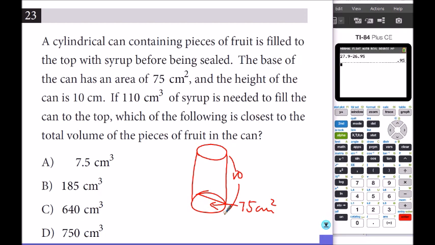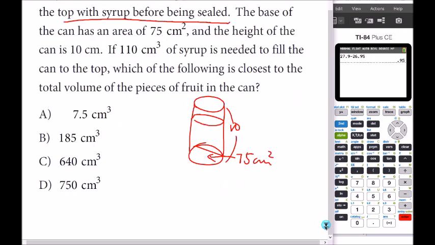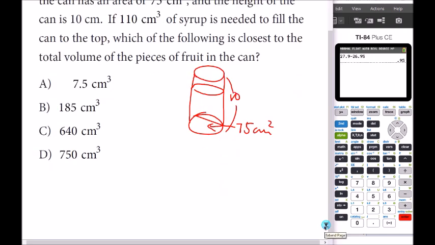All right, so here's the fruits, and on top will be the syrup, right? The top is filled with syrup before it's sealed. So first, find the volume of the cylinder, and as you can find in the front of each section, there is a volume for prism or cylinder, which is area of the base times height. The area of the base is a circle, pi r squared, but they gave us what it is. So the volume of the cylinder is the area of the base times height, which is 750.